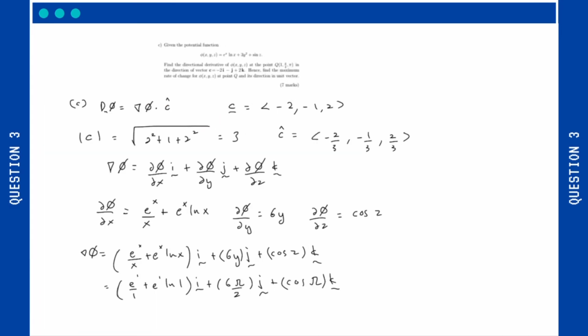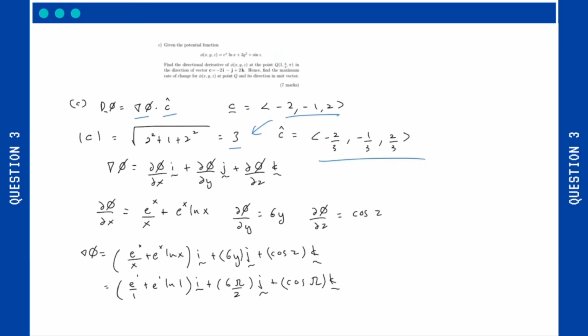Now for question 3c, find the directional derivative at point Q in the direction of vector c. Now you are given the direction vector. The formula of directional derivative is del phi dot the unit vector. Now if you are given a vector, find the unit vector of the vector first. So the magnitude of the vector c is 3. Now the unit vector is vector divided by magnitude. We will get this.